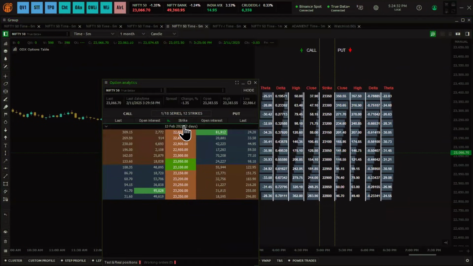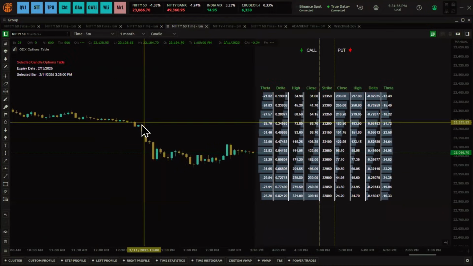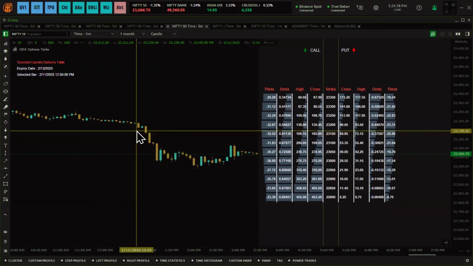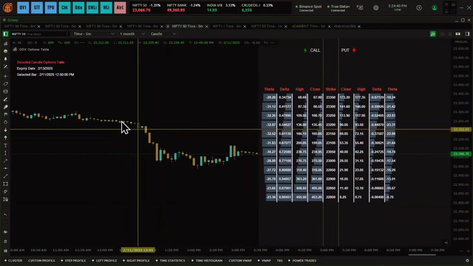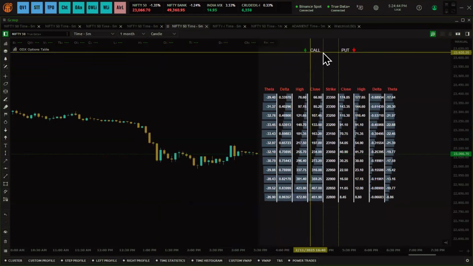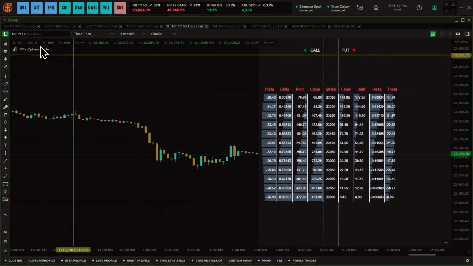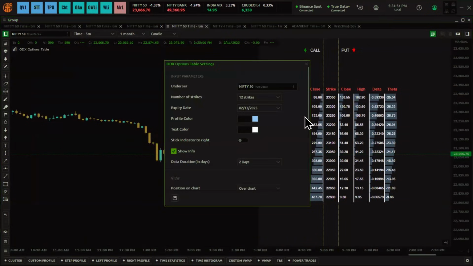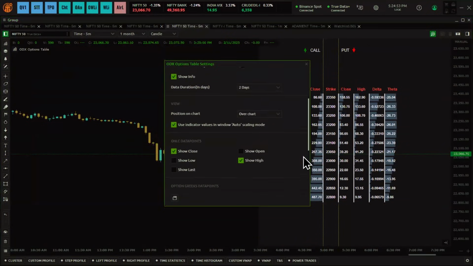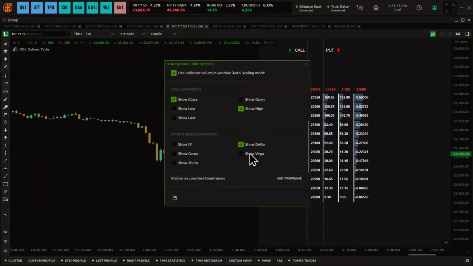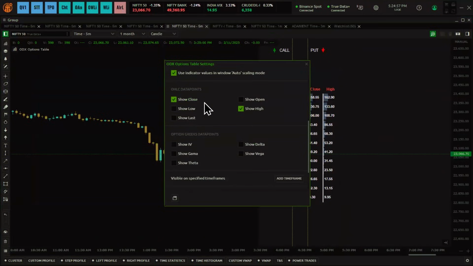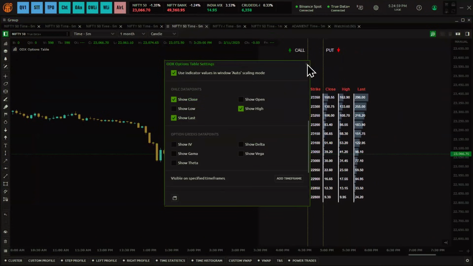Now sometimes what happens is you need all this data directly on the chart, right? Because you want to see how the premiums are behaving when the market is falling. For example, you can see that this is call and put, and you have theta, delta, high, and close. You have many other options here. You can select which one you want to see. You can select all as well. Let me just remove theta and delta, and I'll just keep the high, close, and low.